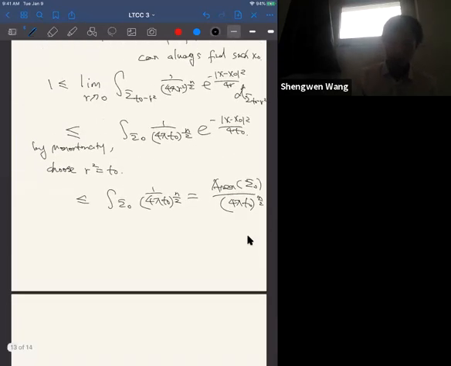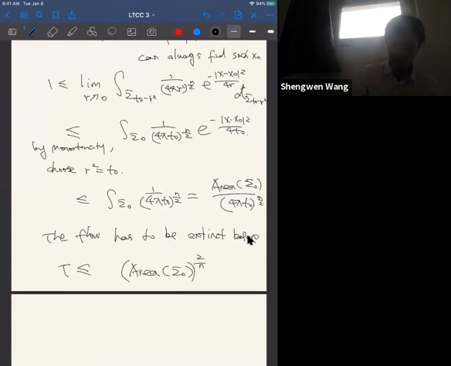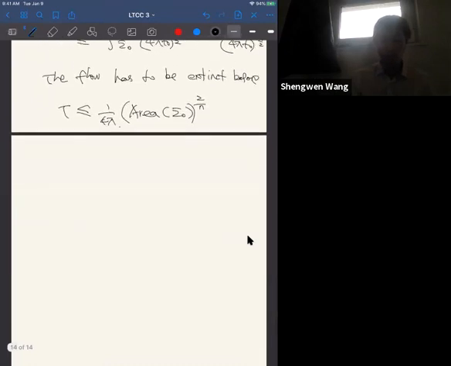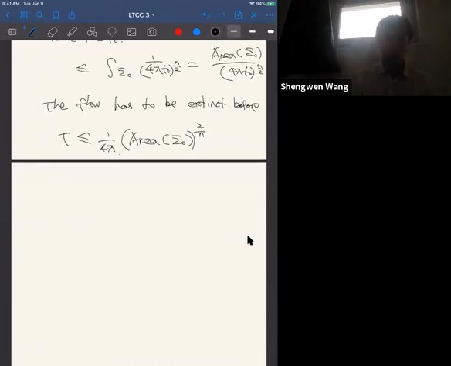So if there is something at time t naught, then the flow has to be extinct before t less or equal than the area of the initial surface to the power n over 2, divided by 4 pi. Right, so finite area surfaces are going to be extinct in finite time.